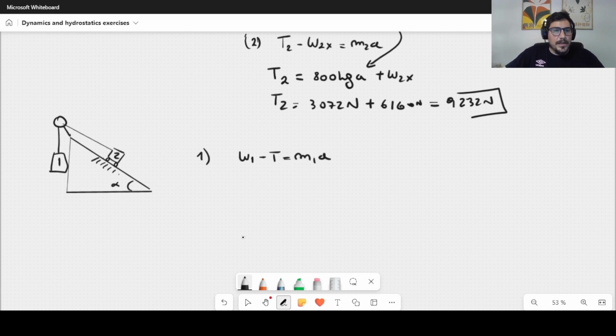And in the case of the second one, we have normal, tension, now friction. We can say weight 2 in x, weight 2 in y. The real force is the weight, but we have the contributions in each direction. And here we have weight 1 and tension.